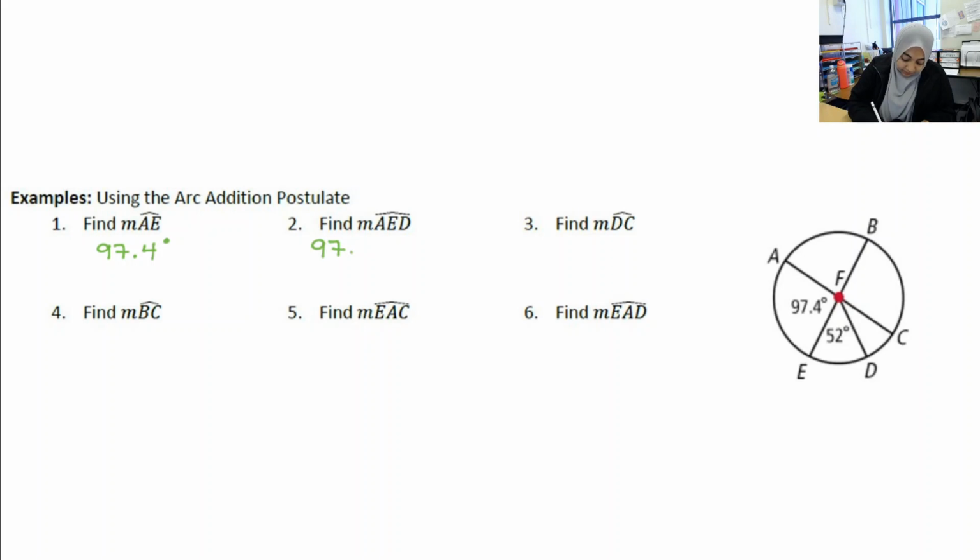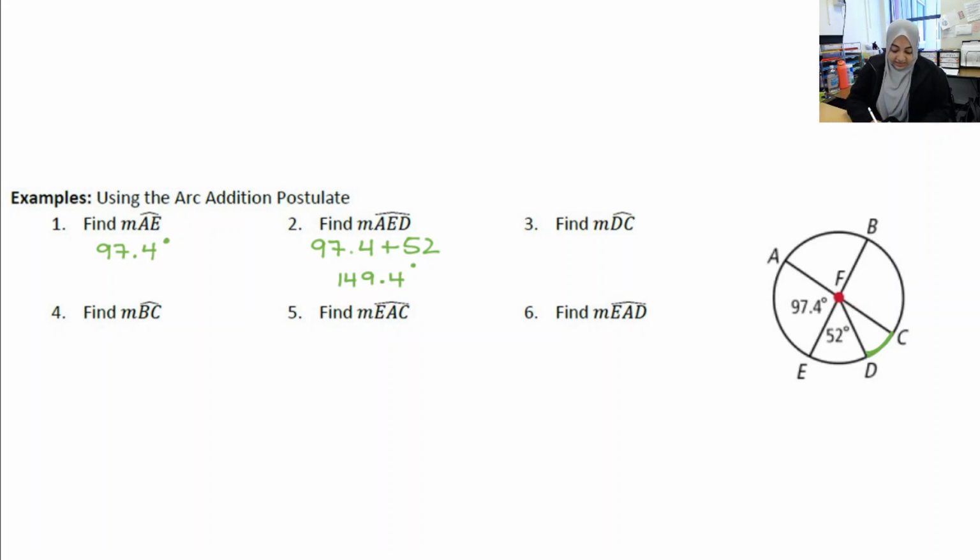97.4 plus 52, which is going to be 149.4 degrees. Find the measure of arc DC. Uh-oh, I don't really have any information there, okay?